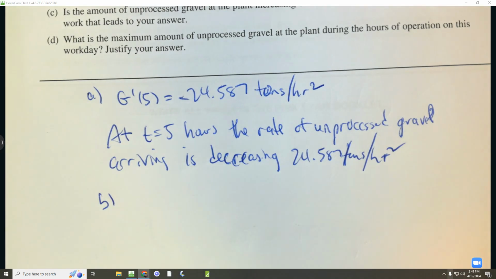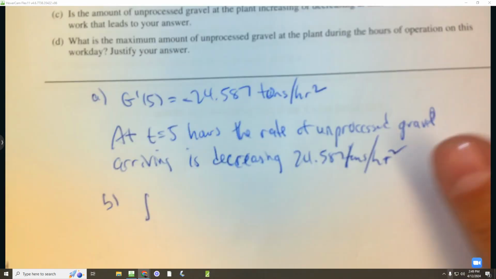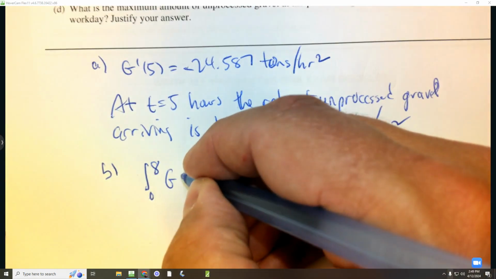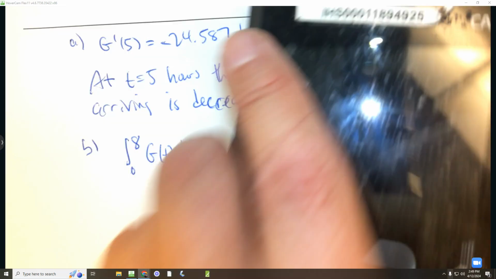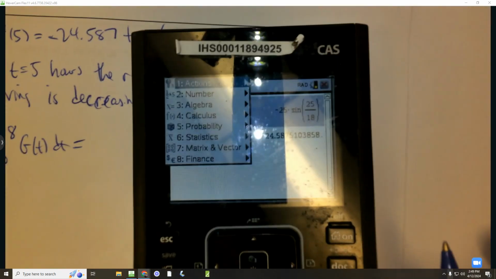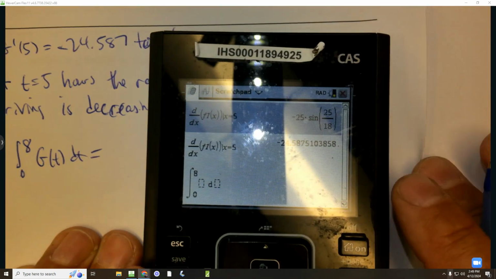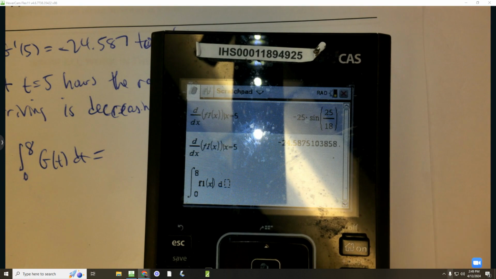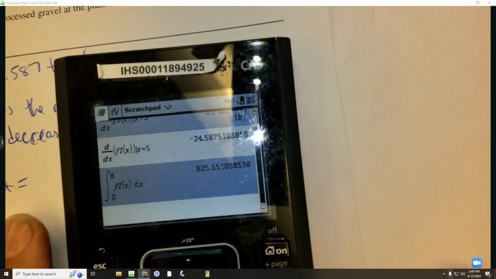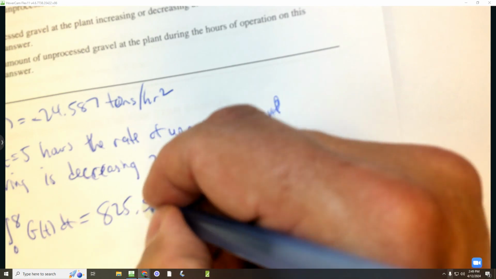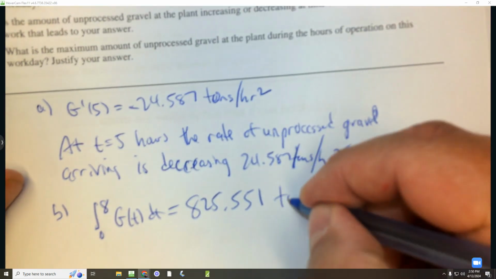Part B. Find the total amount, that's an integration question, of unprocessed gravel that arrives at the plant during the hours of operation on this workday. So the hours of operation is from 0 to 8. So we're going to integrate from 0 to 8 and see what our answer is. Menu, calculus, integrate from 0 to 8, F1 parentheses x, and you get 825.551, and that's just tons of gravel.